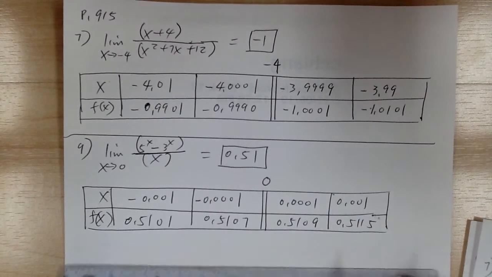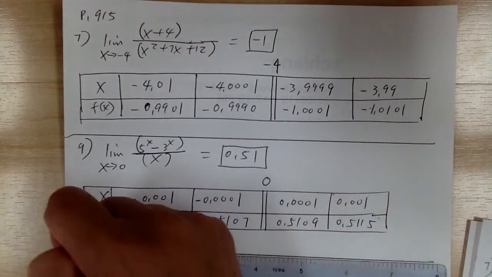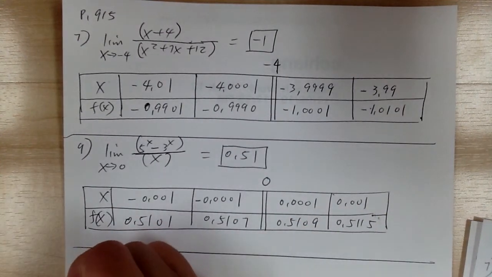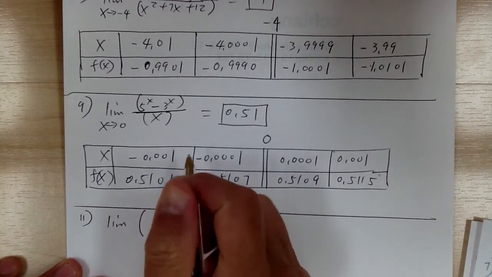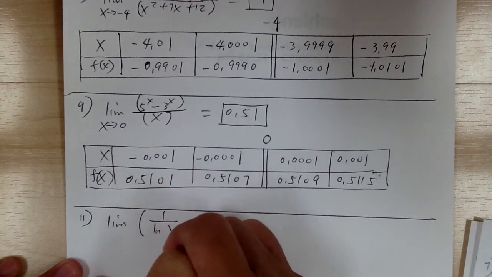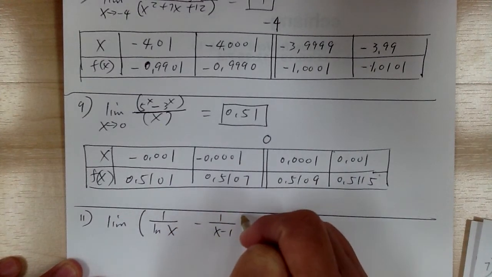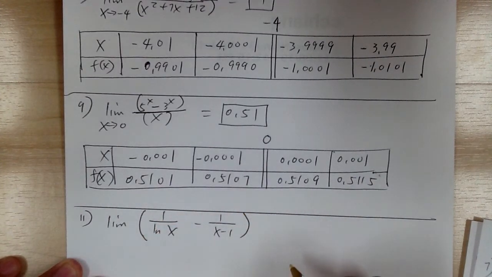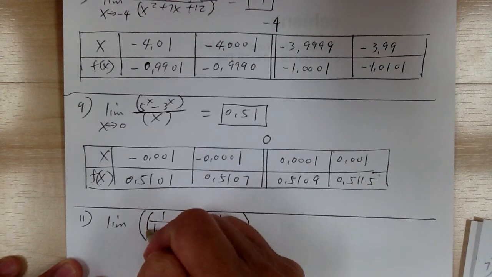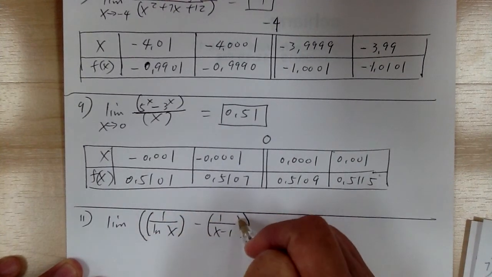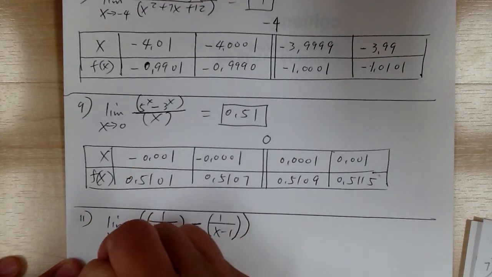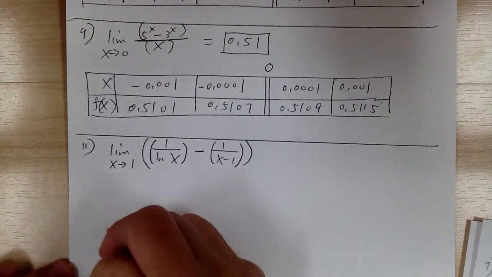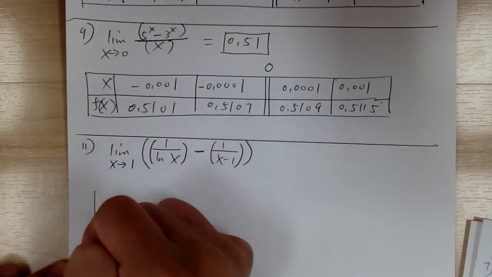Okay, let's go to number 11. You're looking for the limit of 1 over natural log of x minus 1 over x minus 1. In this case, as you enter it in your calculator, make sure you put additional parentheses over here. That way you avoid careless mistakes. Again, use a lot of parentheses when you're using the calculator.